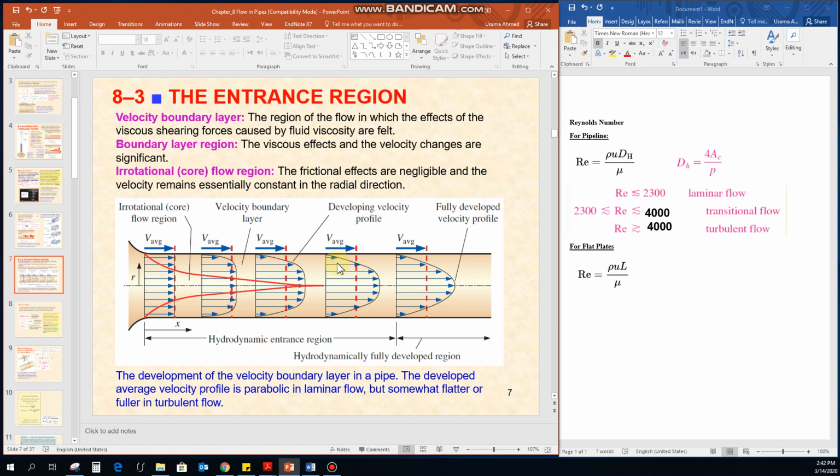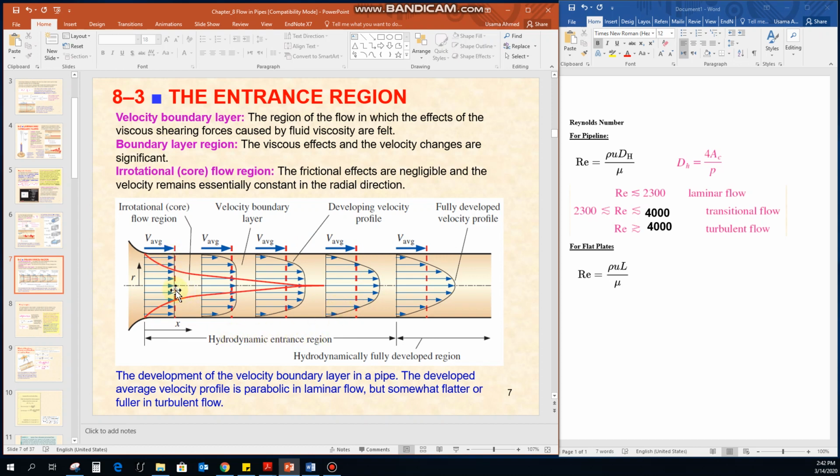Now let us talk about the entrance region and what is meant by this entrance region. This entrance region is the point from where the fluid enters into the pipeline to the point where the velocity profile becomes fully developed, and this region is called the hydrodynamic entrance region.